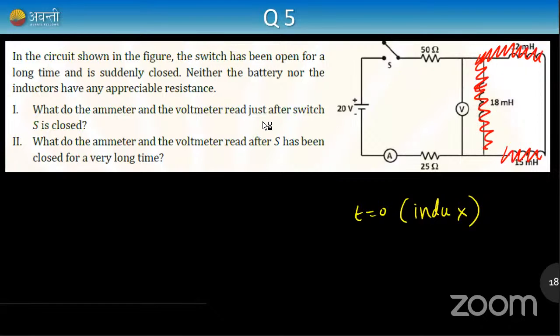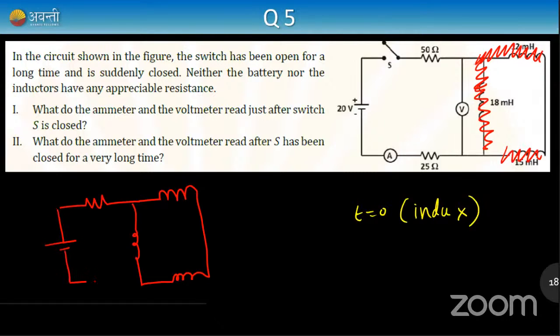So let me draw the circuit in a simple way here. There is a 50 ohm resistor. There is one inductor here, one inductor here, one inductor here. And there is an EMF here. Cool, right? So this is what's happening to the circuit here.